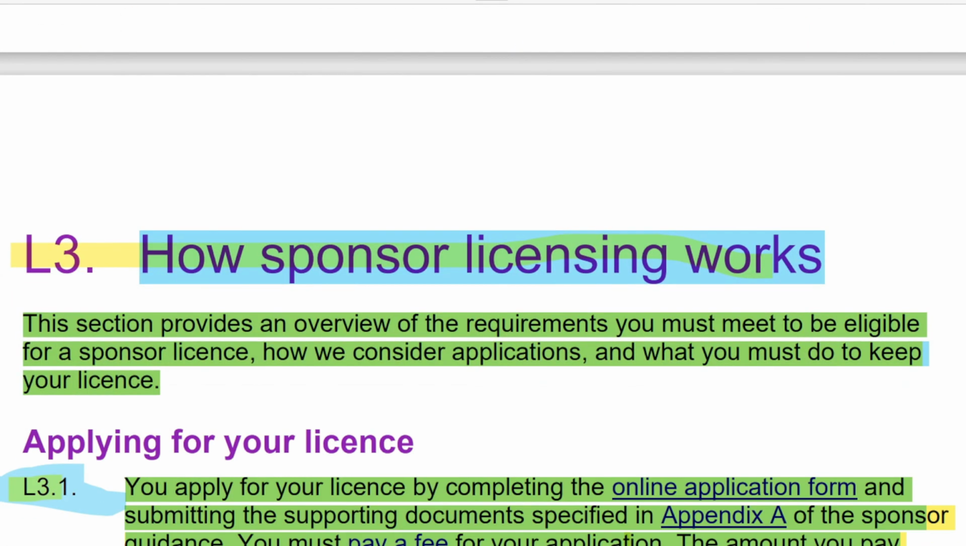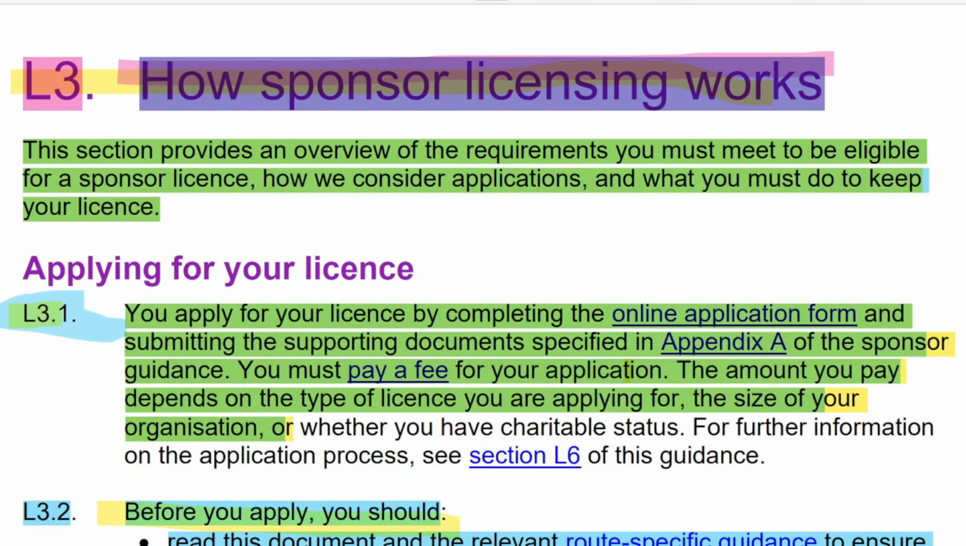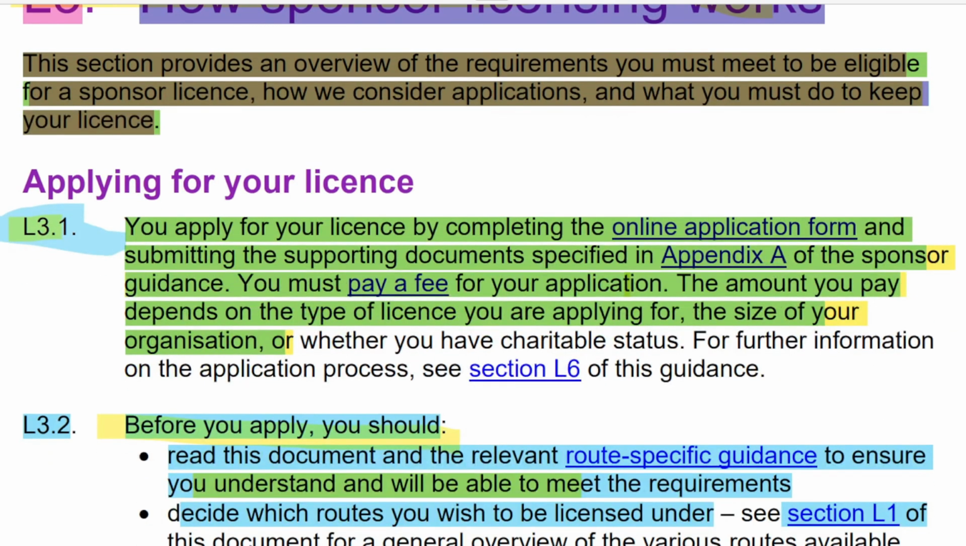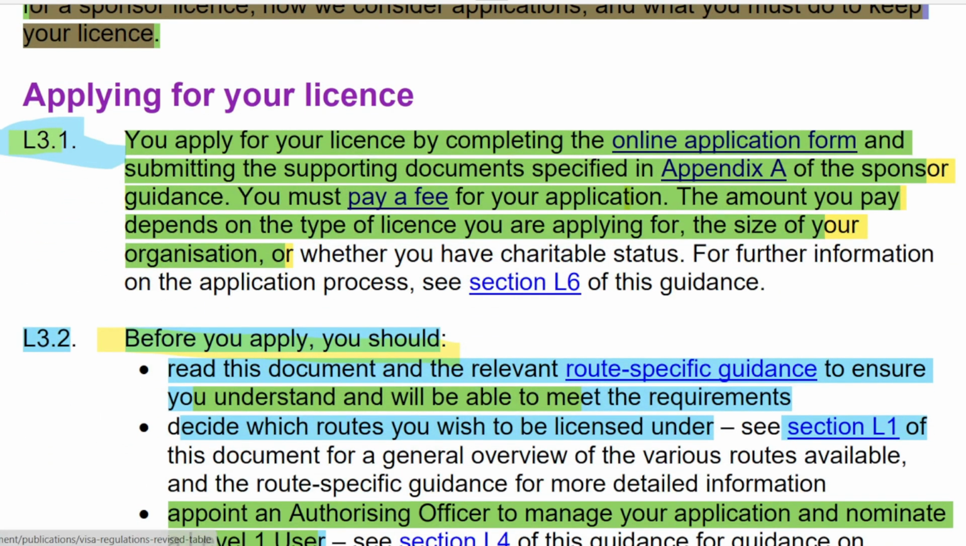Now let's discuss L3, which is how a sponsor license works. So in this section, we provide an overview of the requirements you must meet to be eligible for a sponsor license, how we consider applications, and what you must do once you have your license. So this guidance explains how you must apply for the license, what the Home Office considers to approve your application, and what you must do after you get the license.